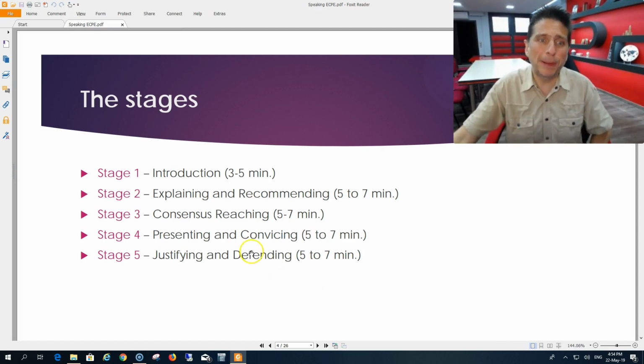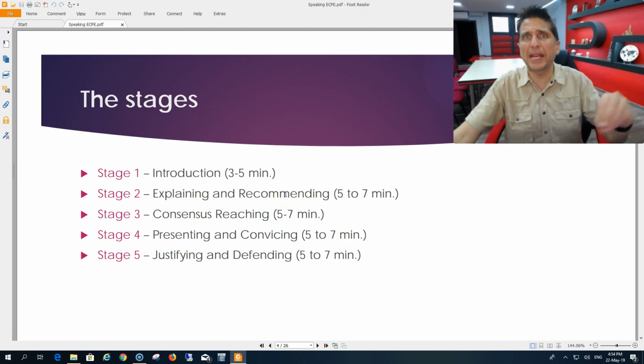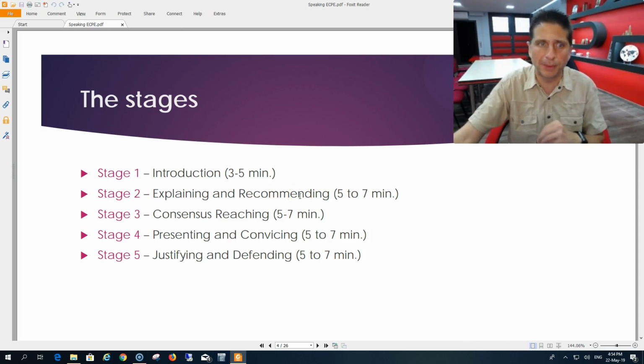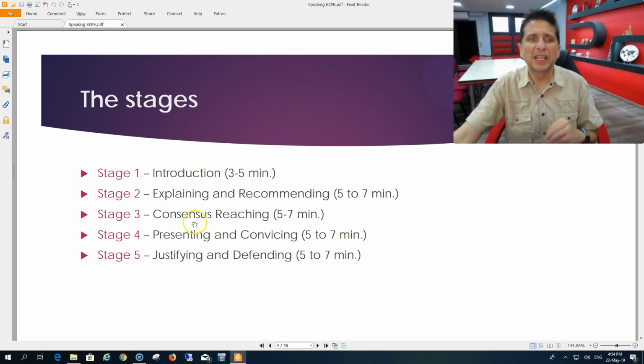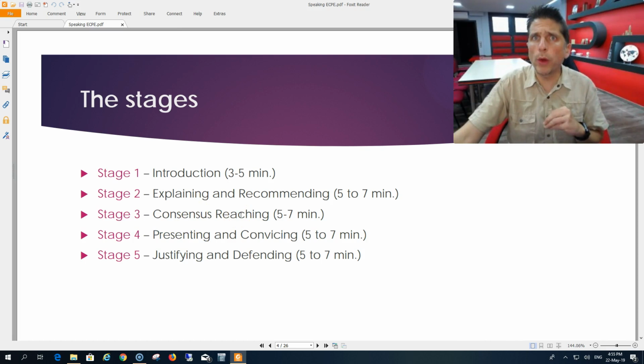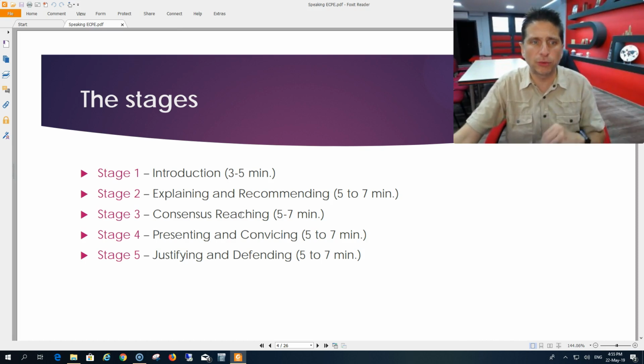Stage 2, explaining and recommending. We explain the options that we are given using logical assumptions, using our own vocabulary, and finally we make a recommendation. Stage 3, consensus reaching. We compare and contrast, and finally we reach a conclusion. We make a decision regarding the best option.